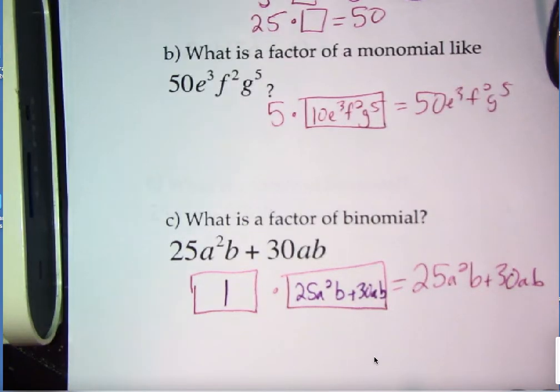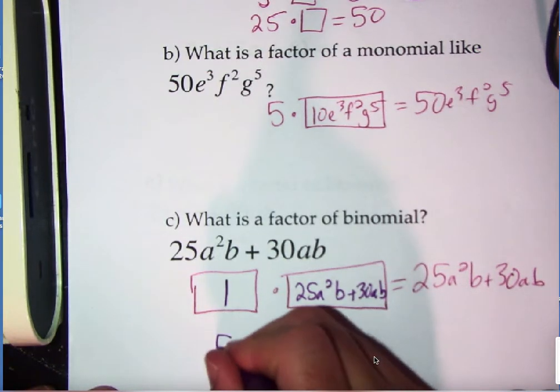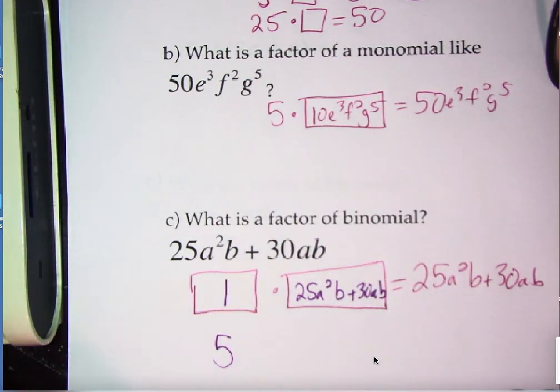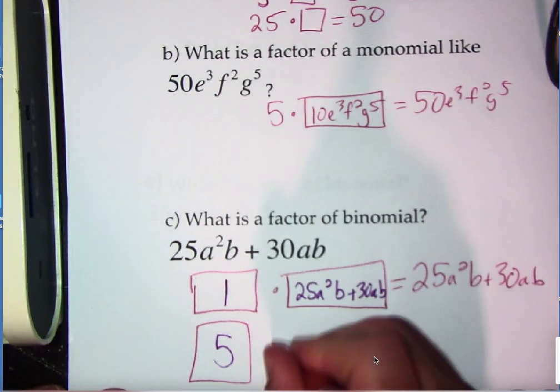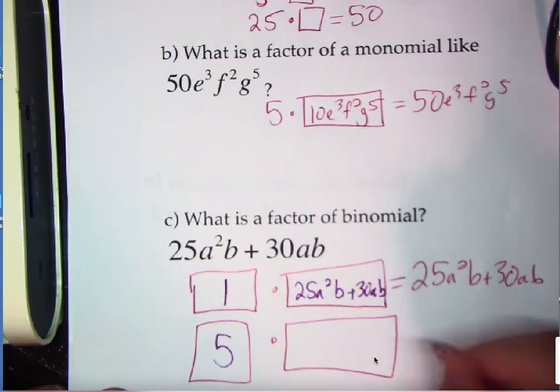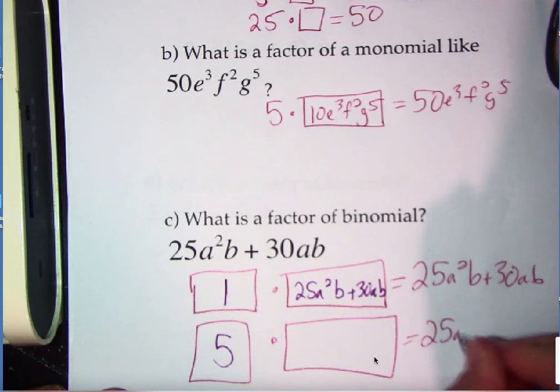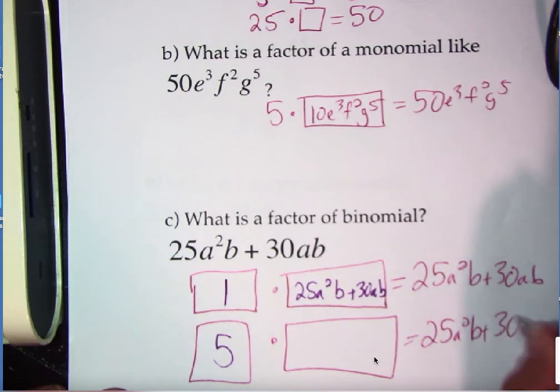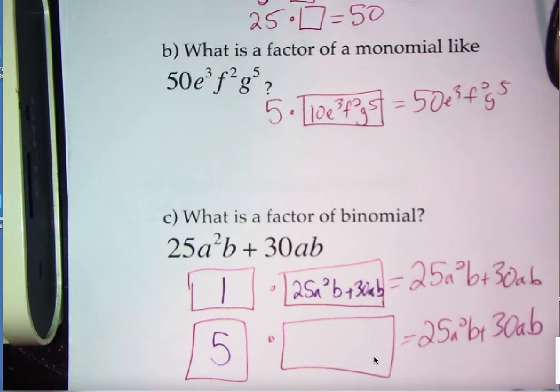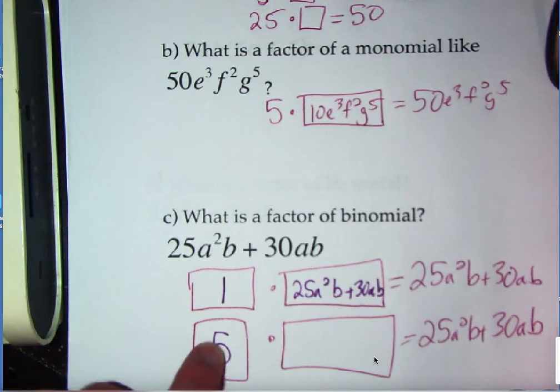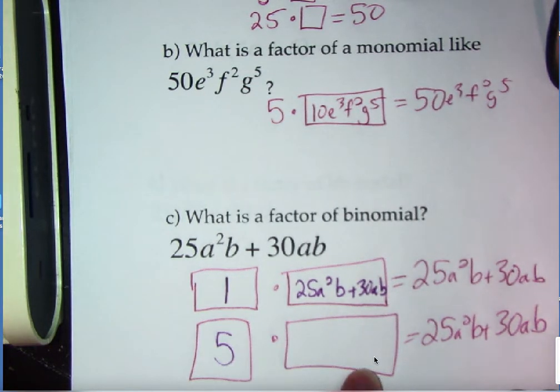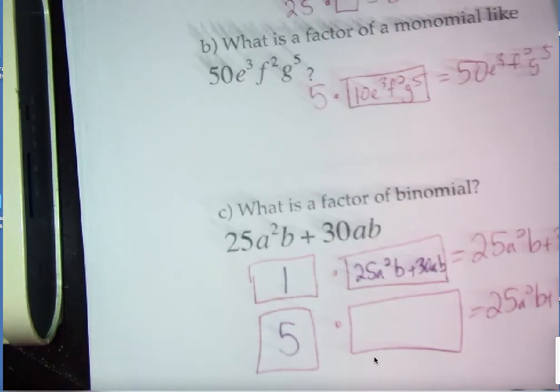And here's where people start stretching their thinking. And some student throws out 5. If 5 is a factor, and maybe I would even throw it out, times something else would get us 25a squared b plus 30ab, then 5 is a factor. Could we figure out 5 times something that equals what we started with?